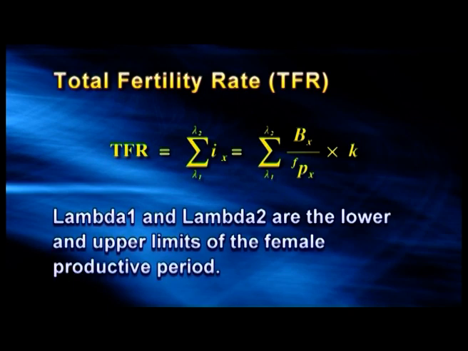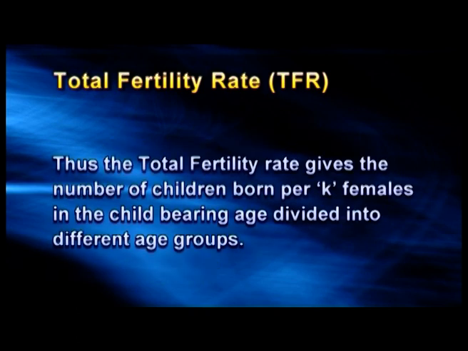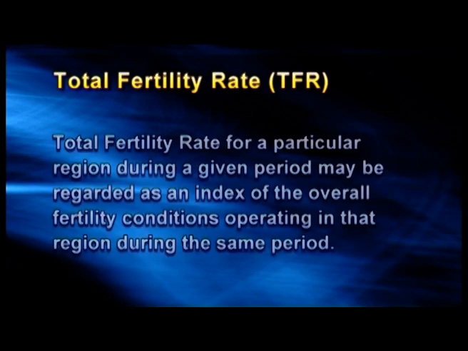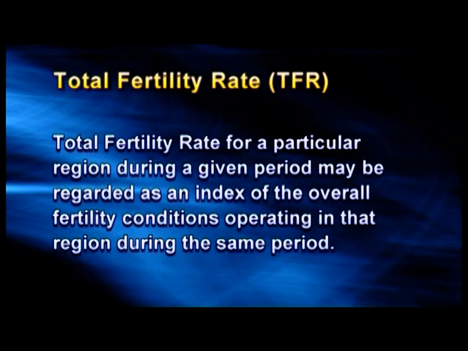Lambda 1 and lambda 2 are the lower and the upper limits of the female reproductive period. Thus, the total fertility rate gives the number of children born per K females in the childbearing age divided into different age groups. Total fertility rate for a particular region during a given period may be regarded as an index of the overall fertility conditions operating in that region during the same period.